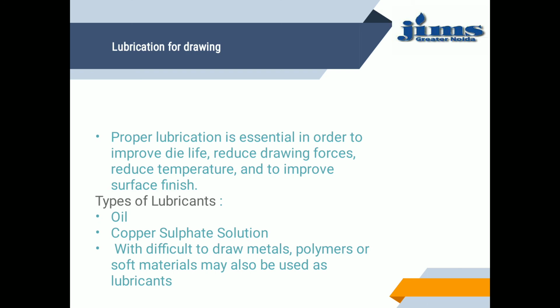Next comes lubrication. Why is lubrication done? Proper lubrication is essential in order to improve die life, reduce drawing forces, reduce temperature, and improve the surface finish. Certain types of lubricants like oil, copper sulfate solution, polymers, or soft materials can be used as lubricants for the drawing operation.